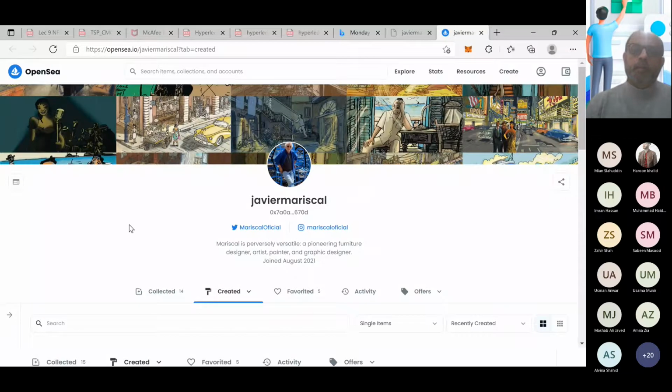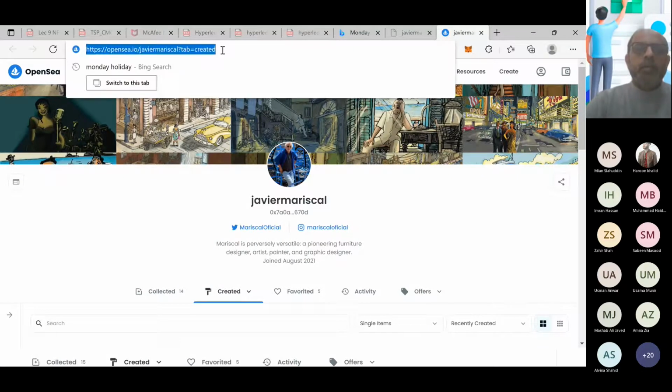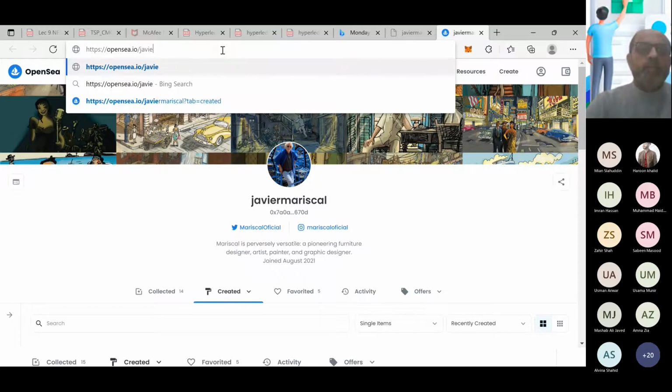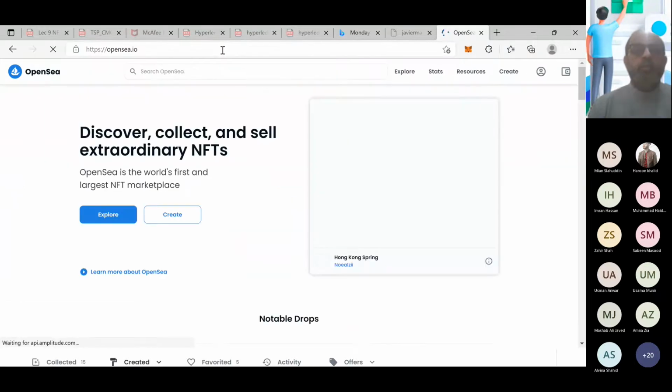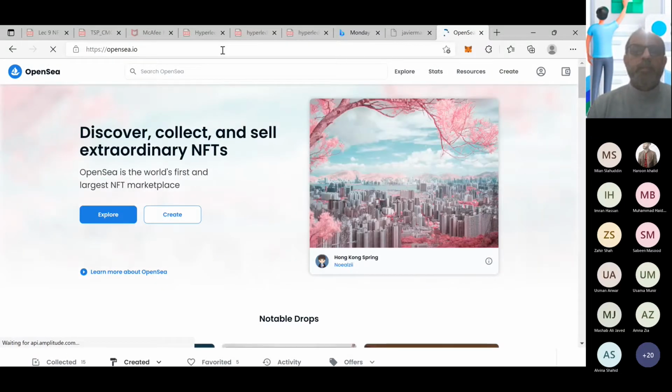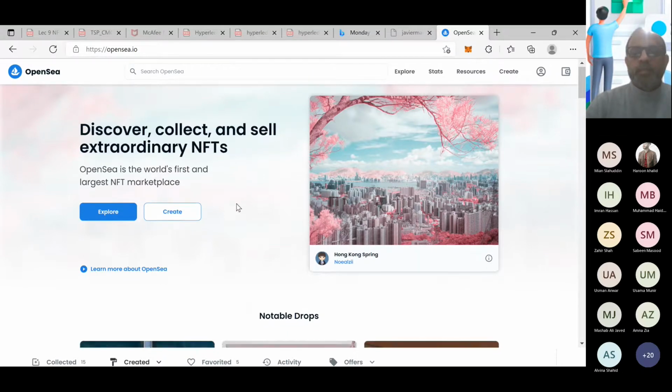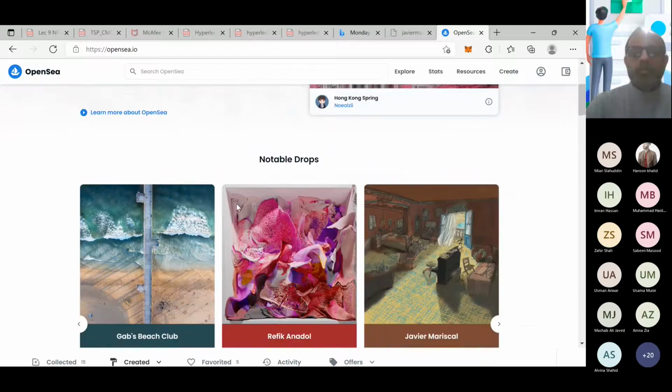So this is OpenSea. Let me just first go to the website. So this is the marketplace. This is called OpenSea.io, and here you see that discover, collect, and sell extraordinary NFTs. OpenSea is the world's first and largest NFT marketplace. So marketplace is where you can just download yours.